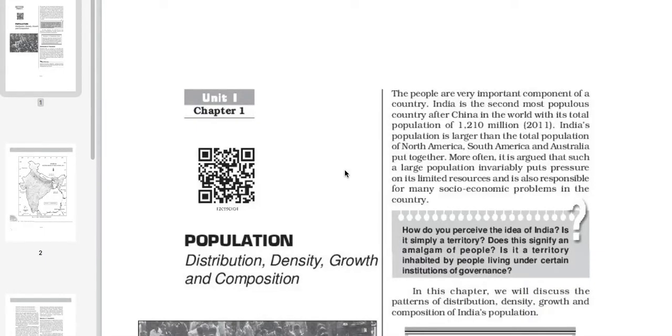Good morning, everyone. Today we are going to discuss the first chapter of your book B, and the name of the chapter is Population, Distribution, Density, Growth, and Composition.